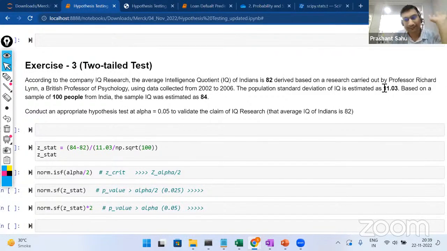So there is some scale, and on that scale the average intelligence quotient of Indians is estimated to be 82. Some test was given based on a questionnaire. The estimated value was 82, and the standard deviation came out to be 11.03.